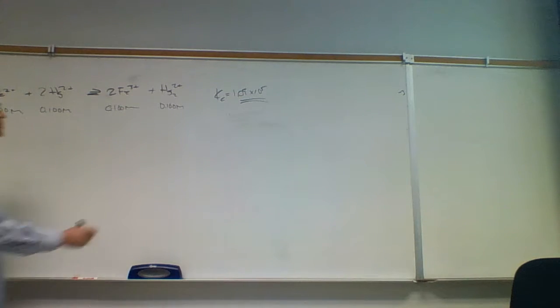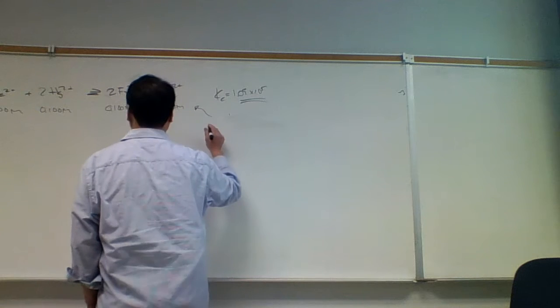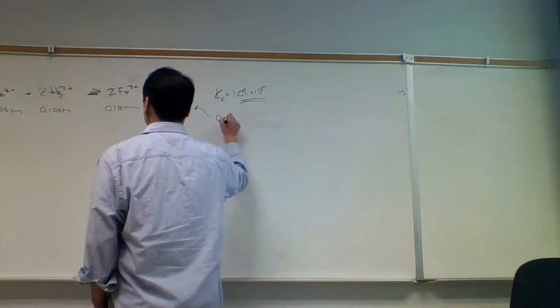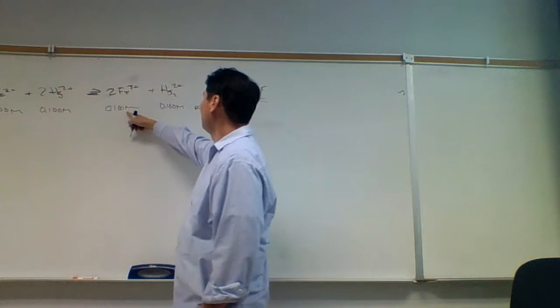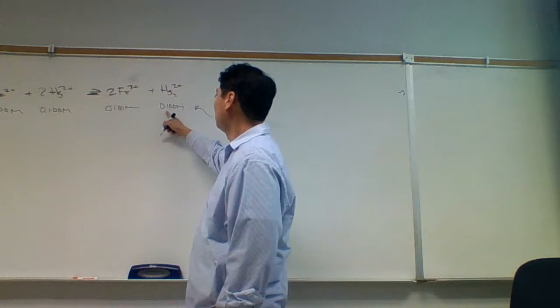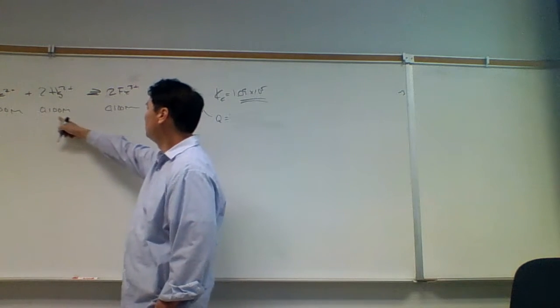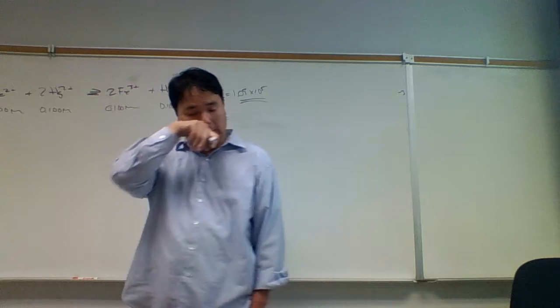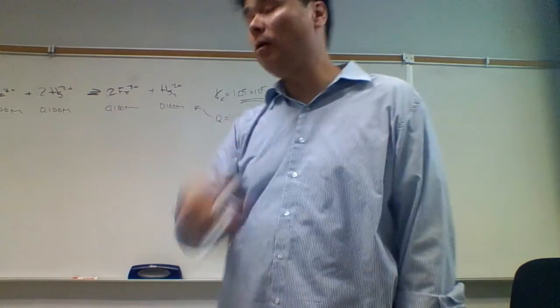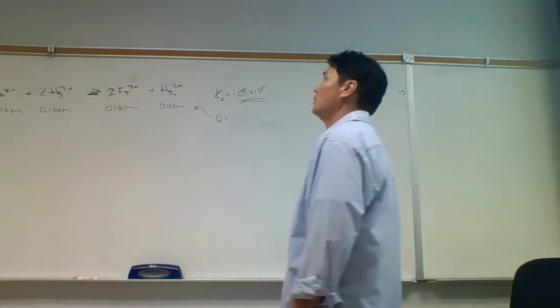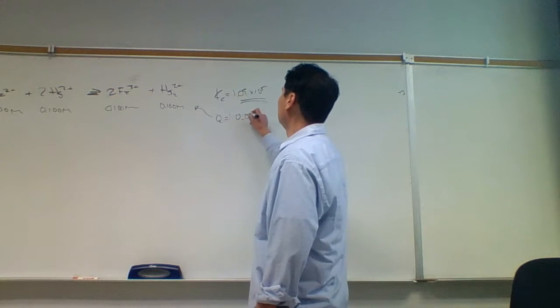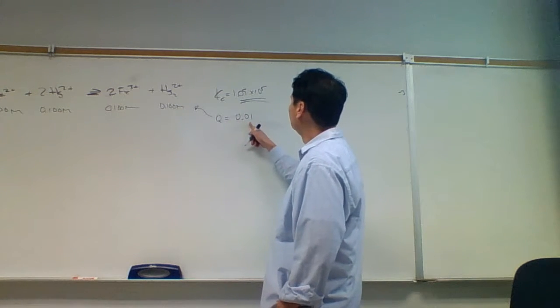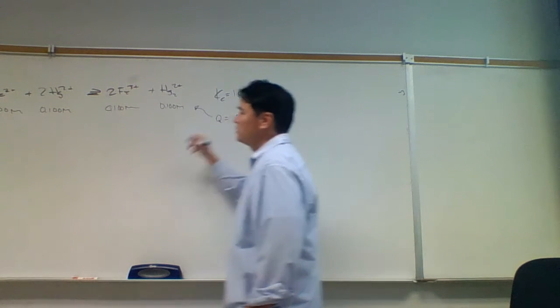So normally what we do without resetting is we just hit Q. We figure out what Q is. So that's going to be 0.1 squared, 0.1 cubed, 0.1 cubed divided by 0.1 to the 4th gives us 0.1 to the minus 1, which is 0.01. And so Q is 0.01. It's way too small, so it's going to go to the right.